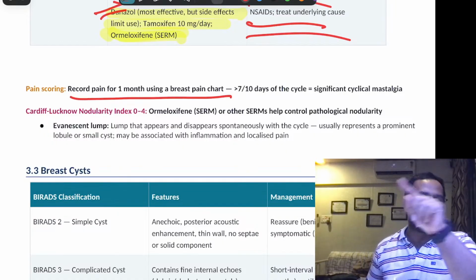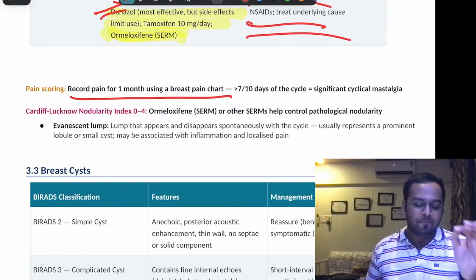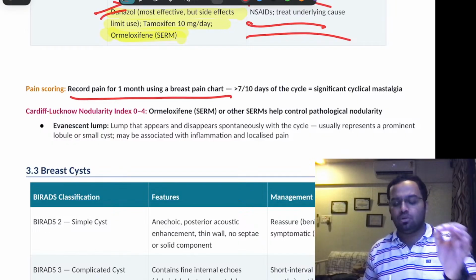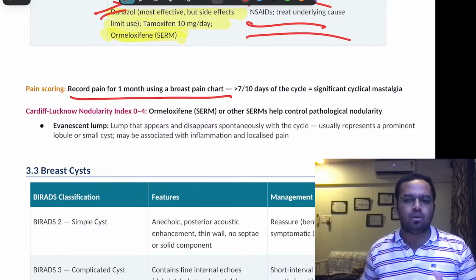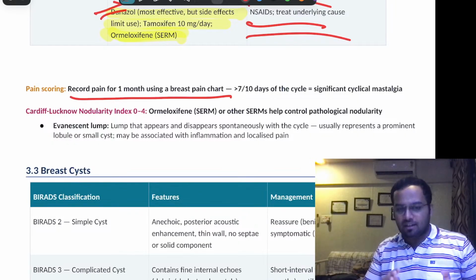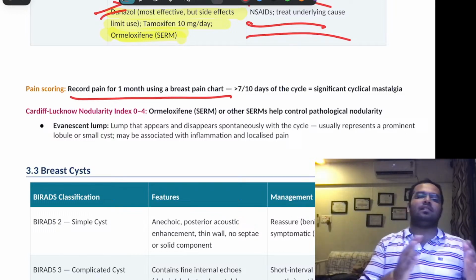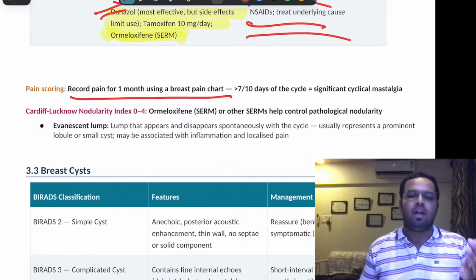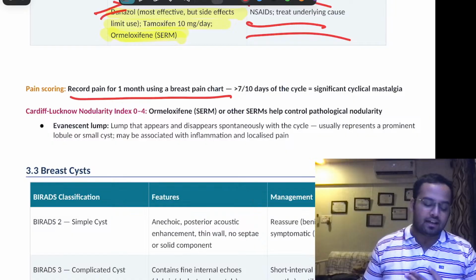That chart comes with 28 days of breast pain, and she has to grade the pain from 1 to 10. So you can see that the pain is in the second half of the cycle, or that the pain is not related to any cycle. Here you can diagnose cyclical or non-cyclical mastalgia.